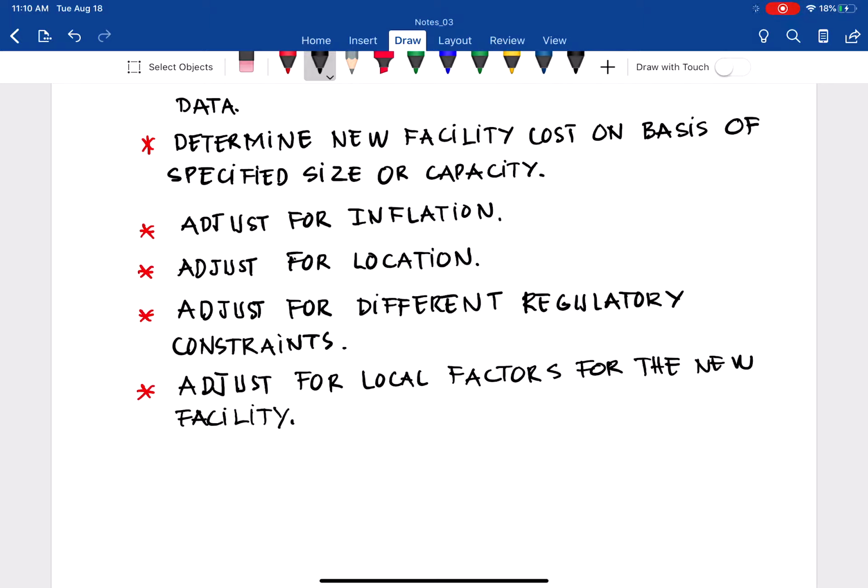And we adjust for the location. As you see in problem 2, it costs more to build in California, Santa Rosa, than in Tallahassee. So you have to adjust for location. The fifth step, we need to adjust for different regulatory constraints.